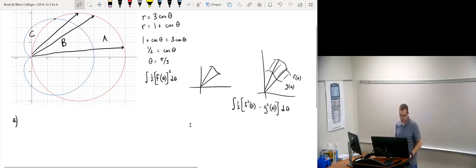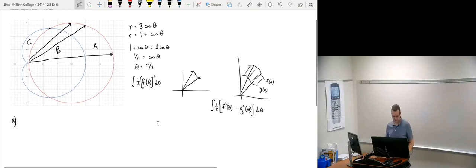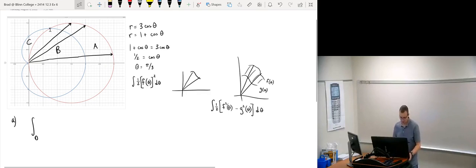I'm going to draw those arrows on there. I might erase them for the next region, so they'll get in the way. But we are going from, it looks like 0 all the way over to the intersection point, and we're getting that area in between the blue and the red curve. So I think let's go from 0 to pi over 3.